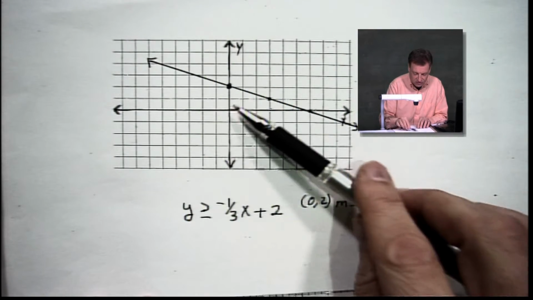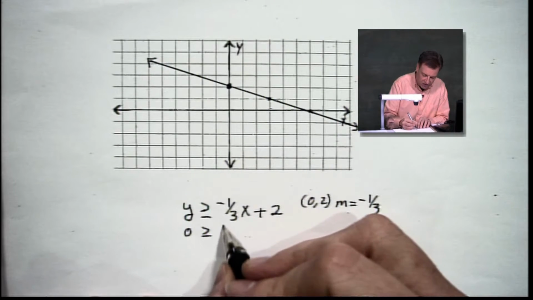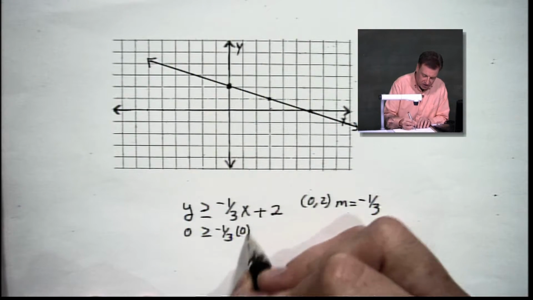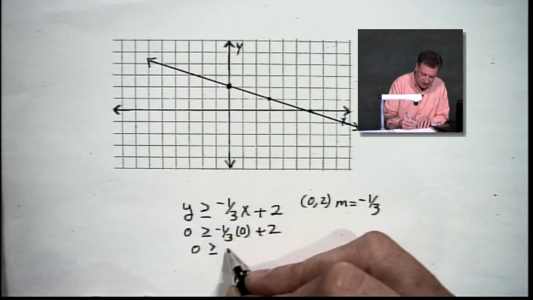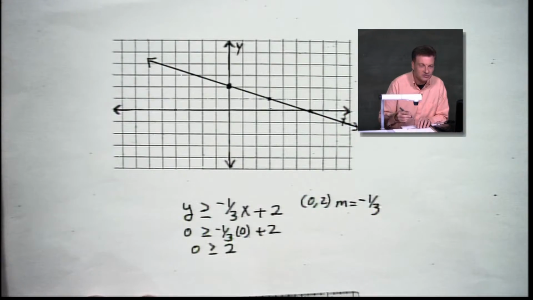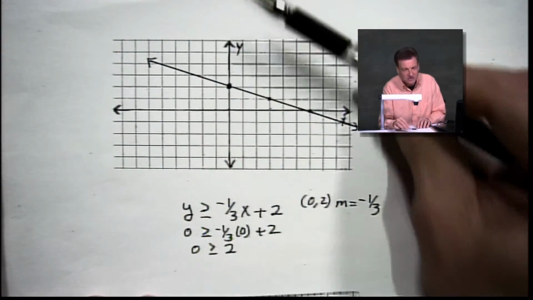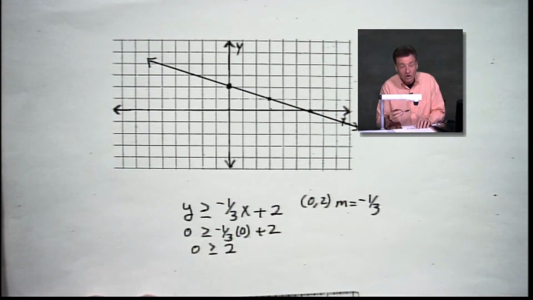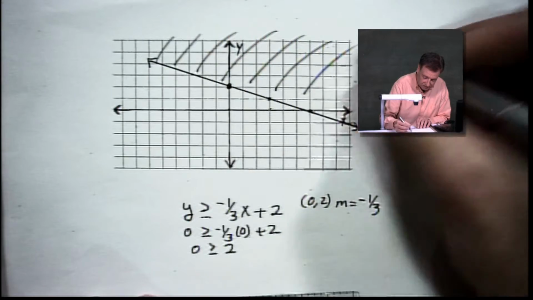So that means (0, 0) is not going to look good for us. Let's check it out. We got 0 greater than negative 1/3 times 0 plus 2. You guys, we all know that 0 is not greater than 2, or equal to. So that means this is not a good point. We're going to be on the other side of this line. And as I said, that means we're going greater than. So here we go. Let's shade it off that way.